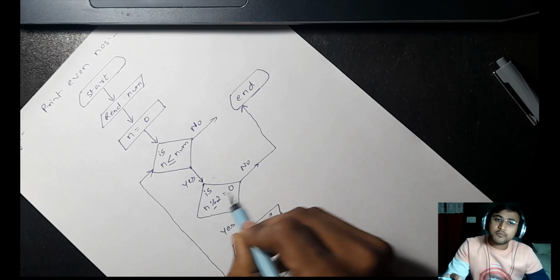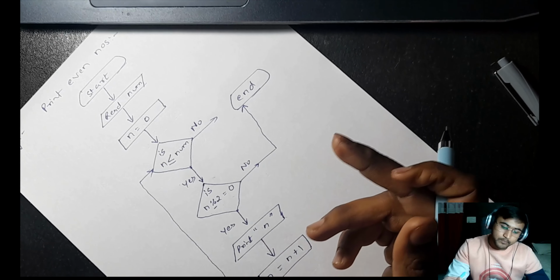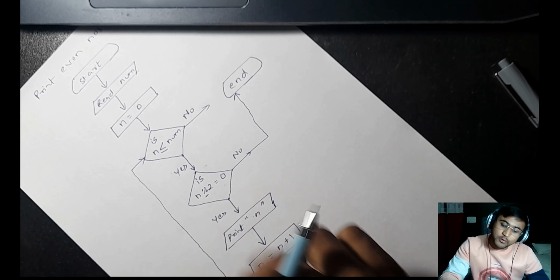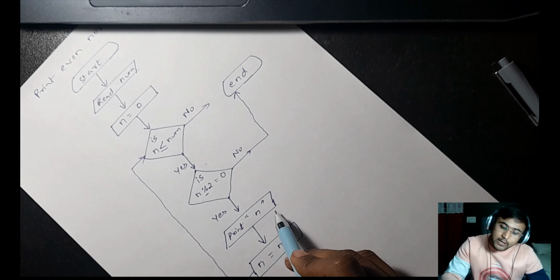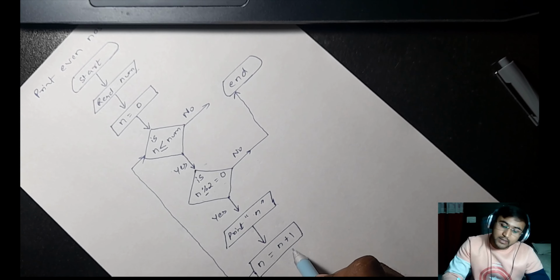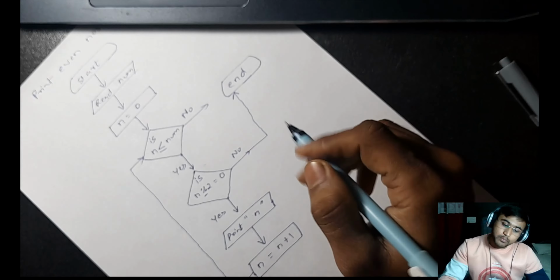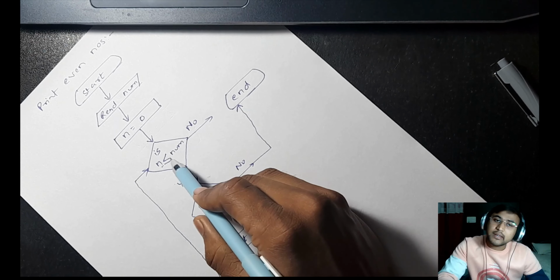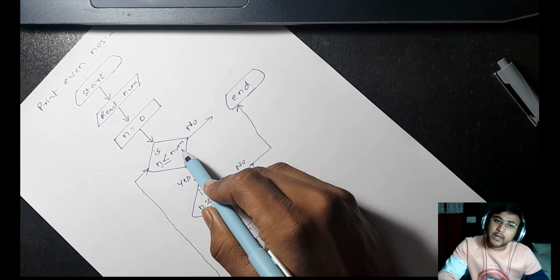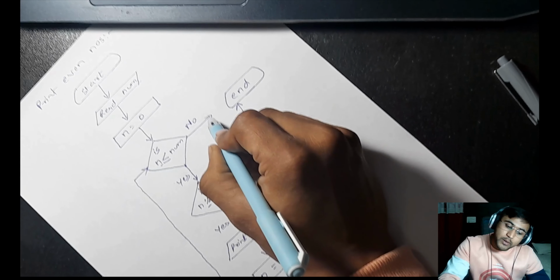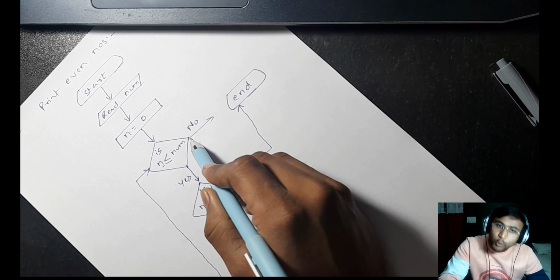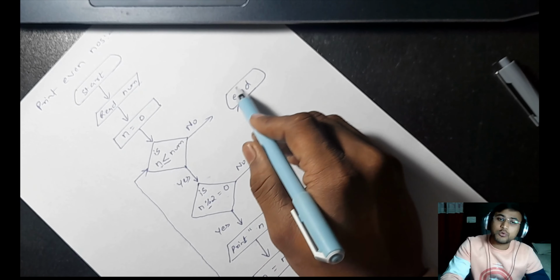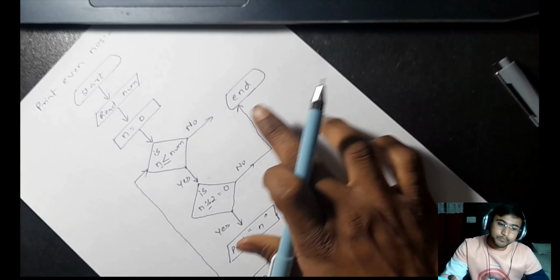This modulus operator we use for providing the remainder. So for giving the remainder, we have used n modulus 2 is equal to 0. If it is giving me yes, then again I will print that n value. Then again I will update that n value. So this process will continue until the n value is greater than the range which is provided by the user. If this conditional statement becomes false, then it will return no, and in the end it will go to the end component.